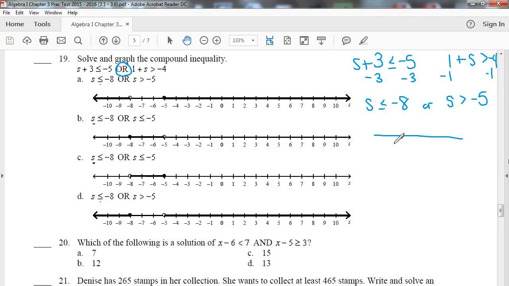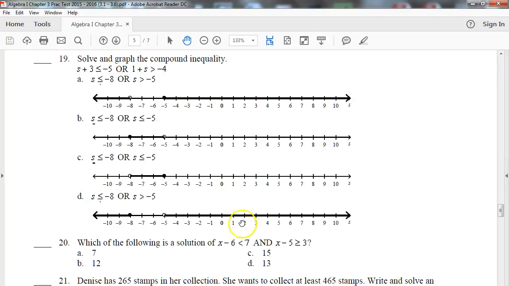So this first inequality has negative 8 and an inclusive or equal to bar, so that's going to be a closed dot, and an arrow to the left because it's less. And this one would be an open dot at negative 5, and an arrow off to the right. And that looks like option D. So 19 is D.